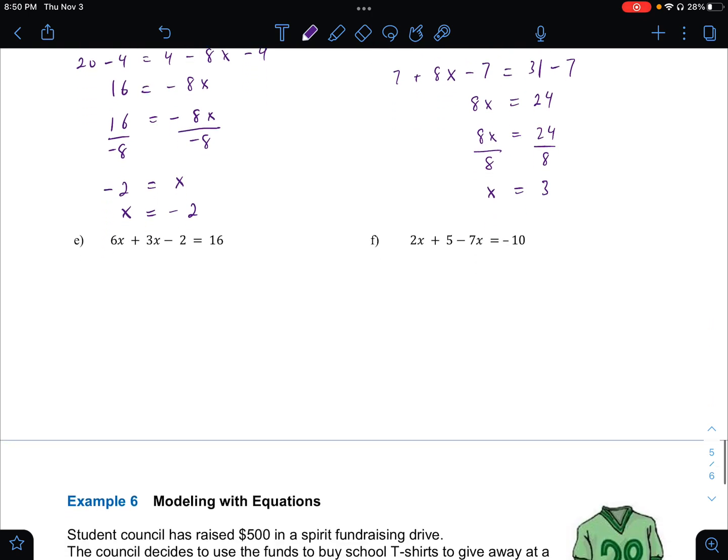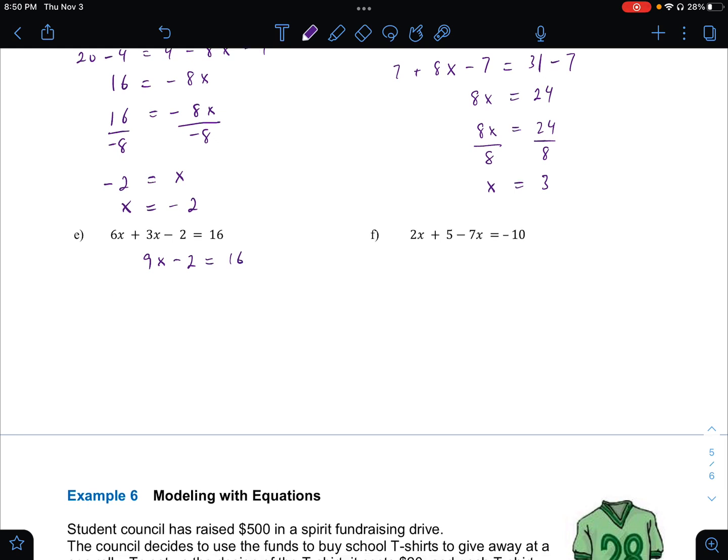Okay, moving on to E. We collect like terms, so 6x plus 3x, 9x, minus 2 is equal to 16. Now we want the 9x to be by itself, so we can add 2 to both sides. So the opposite of subtracting 2 is adding 2. So now we're going to have 9x on the left side. 16 plus 2 is 18.